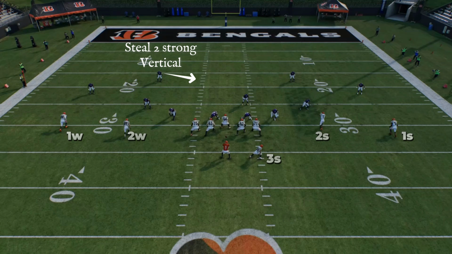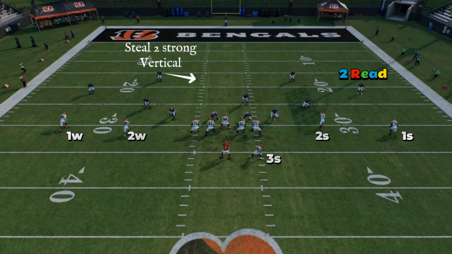But where it gets interesting is on this front side, our corner is going to play a 2-read concept. He's going to read 2 to 1. If 2 goes out, then he's going to collect 2 and play that aggressively with outside leverage. If 2 doesn't go out, then he will look to play man-to-man underneath trail on the number 1.